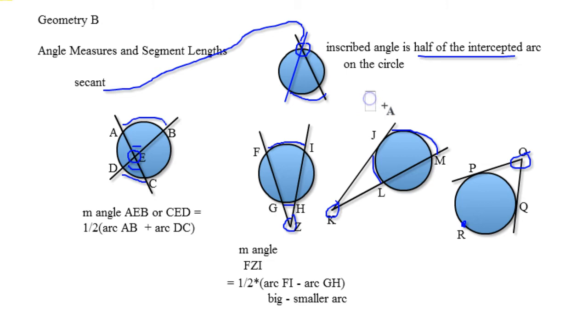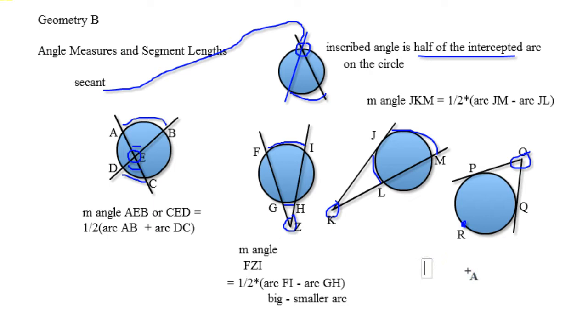So the measurement of angle JKM is going to be equal to 1/2 times arc JM minus arc JL. Now you're probably asking yourself, what about these arcs on the outside? We don't really care about those. Those are used to actually get this stuff, so just so you know.